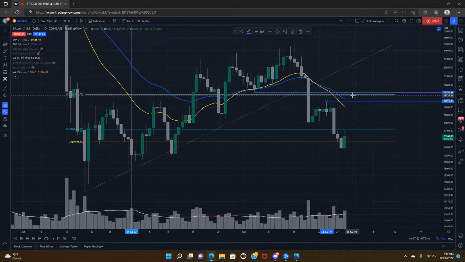So a bounce up into the 382 would be running up into this EMA spread, running the stops above this intermediate high right there, filling this gap right there, running into the break of structure right there. There's a lot of confluence right there.